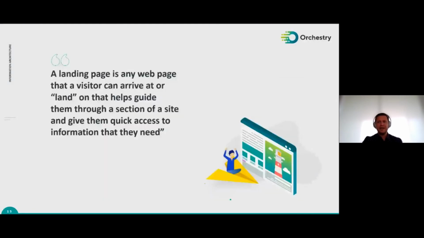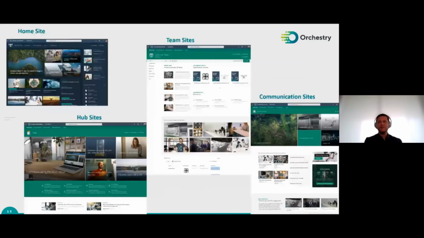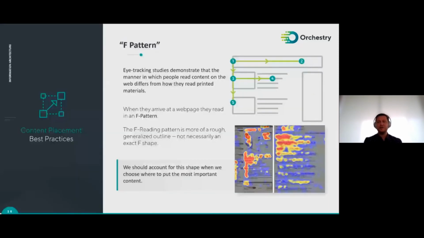Now let's quickly talk about landing pages. The idea is that a landing page is any page that a visitor can land on that gives them a quick guide through a section of the site, and gives them quick access to the information that they need. Within Office 365, there are lots of different types of landing pages, whether it's the new home site capability, hub sites, team sites, and communication sites. There are also some best practices in terms of how you should structure that content. The first one is what's called the F pattern.